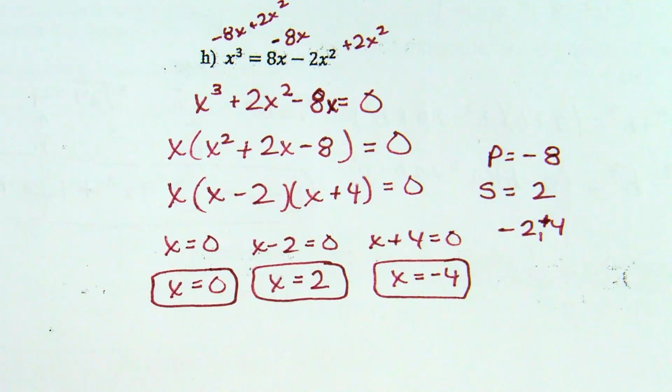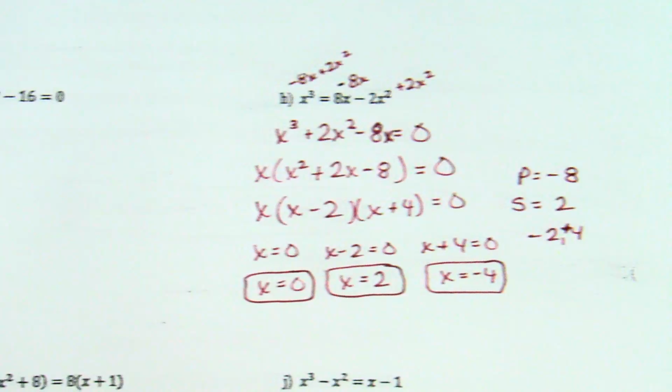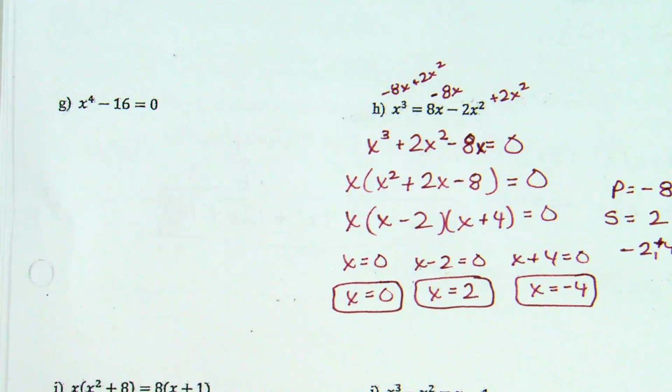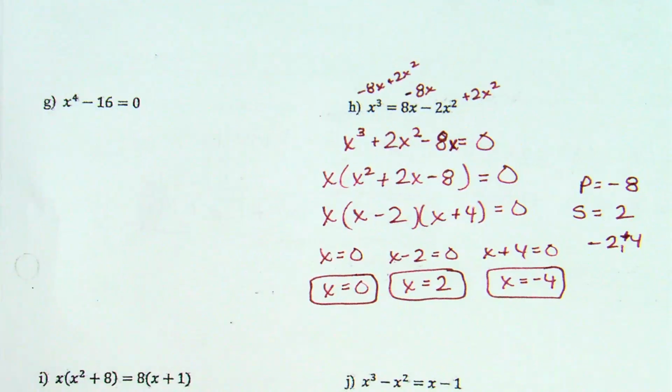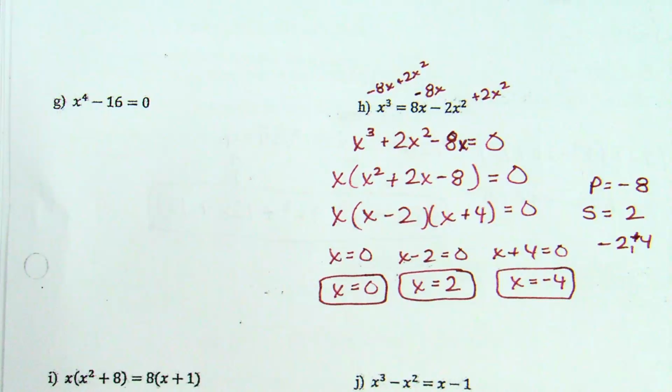Let's go left. I want to look at G, and then we'll go do a cubic. So G. x to the 4th minus 16 equals 0. Okay, what's the first factoring question I should ask myself? Is there a GCF? Okay, no GCF. I checked, though. Yes.